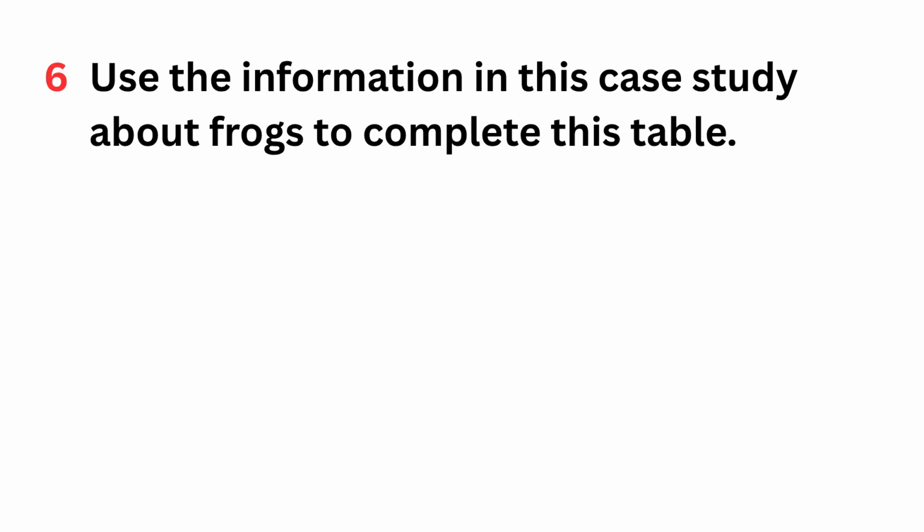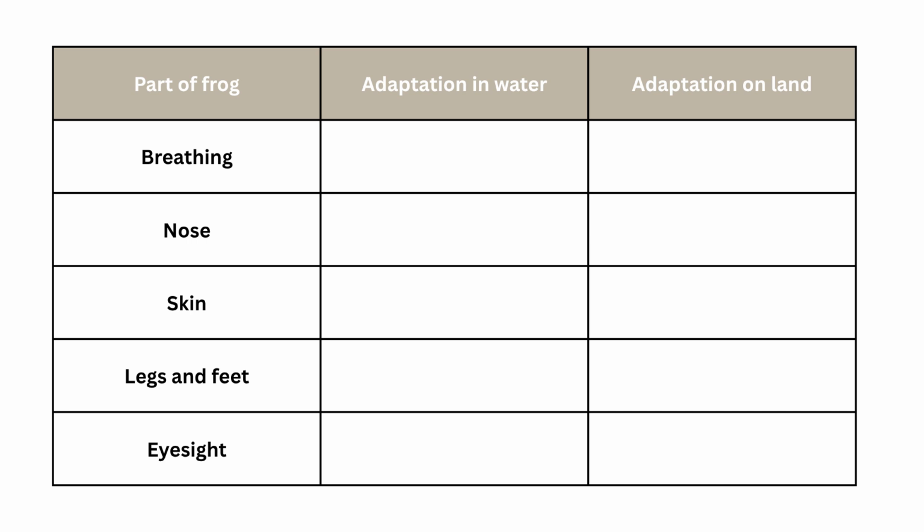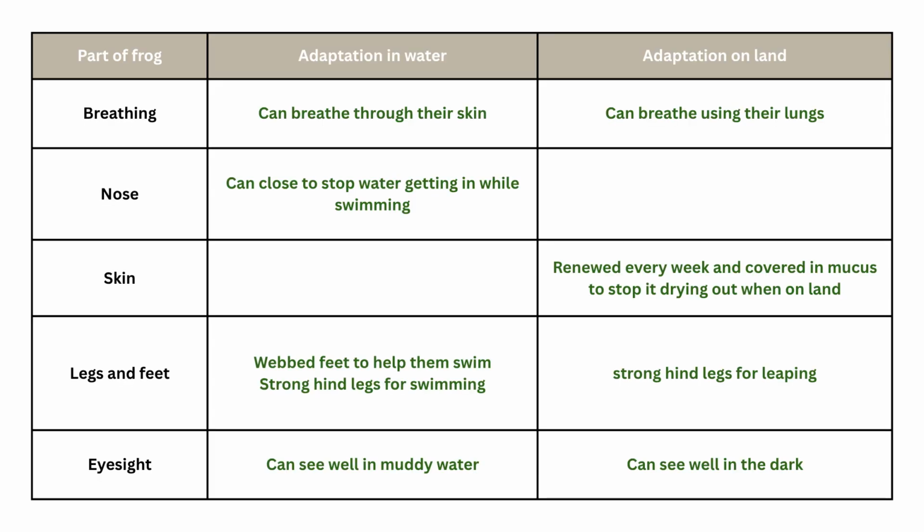Question 6. Use the information in this case study about frogs to complete this table. Part of frog: adaptation in water, adaptation on land. Breathing: can breathe through their skin, can breathe using their lungs. Nose: can close to stop water getting in while swimming.